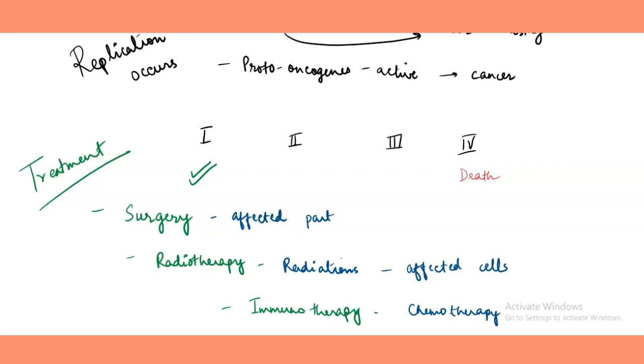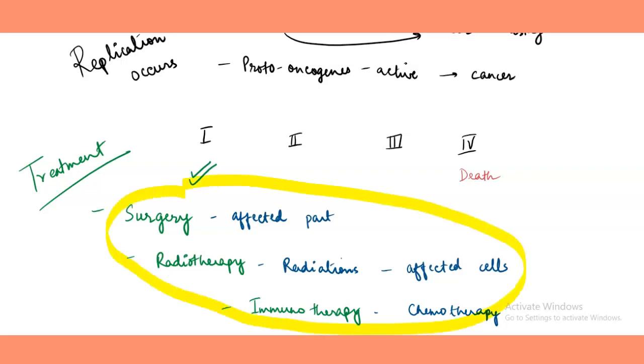Generally, when a person suffers from cancer, a mixture of these 3 therapies is given. Means surgery is done and then radiotherapy is given in various cycles, means one after the other, after a certain time span in between, which will kill the affected cells, and chemotherapy is also given.